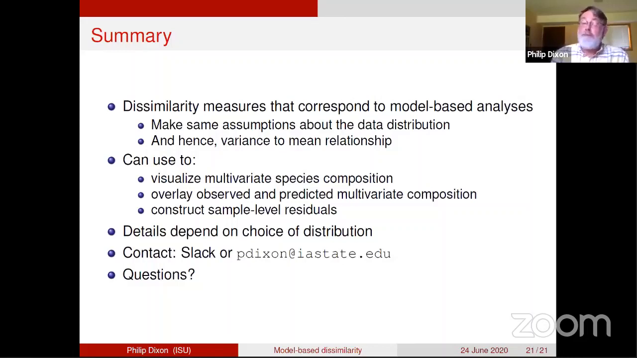So what I've hopefully motivated is the value of a traditional dissimilarity measure based on the same assumptions that have been made in a model-based analysis as a tool to visualize multivariate species composition in a fast way, making essentially the same assumptions about the data, as a tool for overlaying predicted multivariate composition at the sample level onto a plot of sample composition data points, and as a tool for constructing sample level residuals. The details in all cases depend on the choice of distribution.